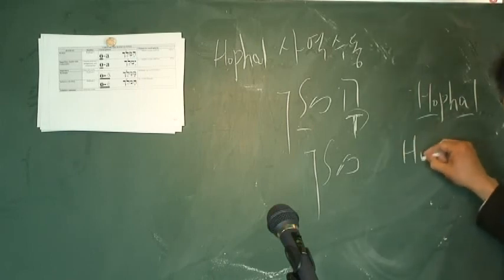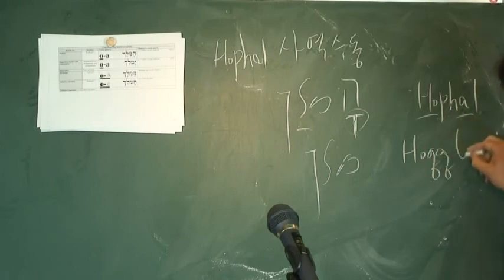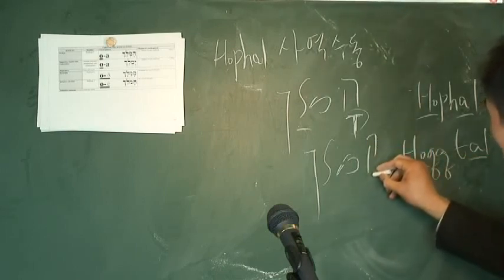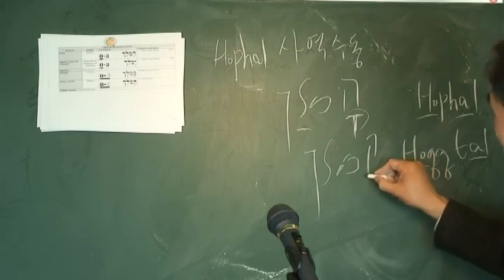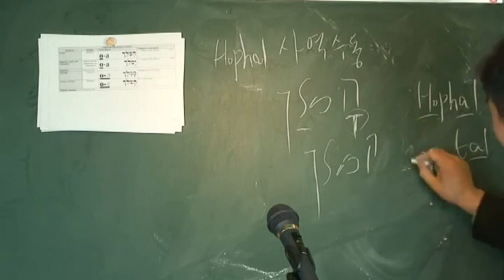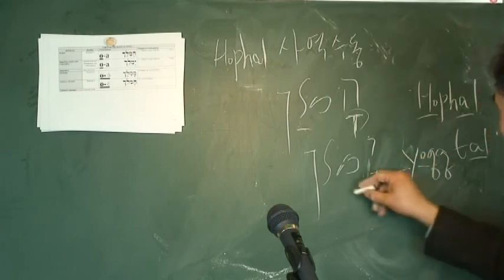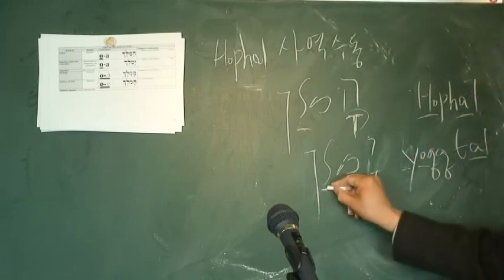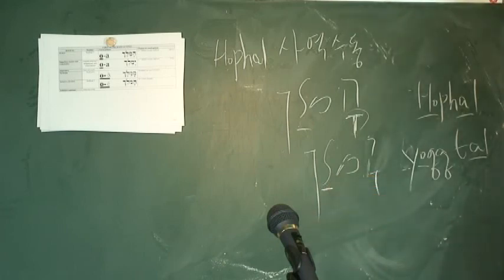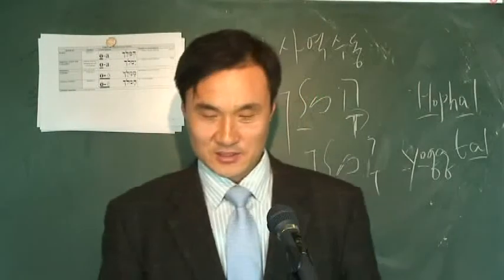Let's make the imperfect form of the hofal. The imperfect form of the hofal is hoktal. We will get ho and a from here. I'm sorry, let's revise this. It is yoktal. It would be pronounced yod and o, and patak is added so that it is yomlak.